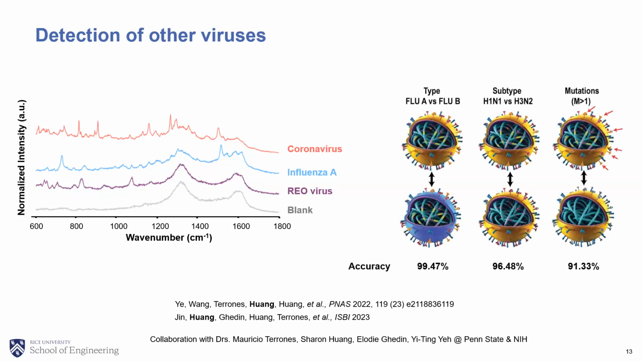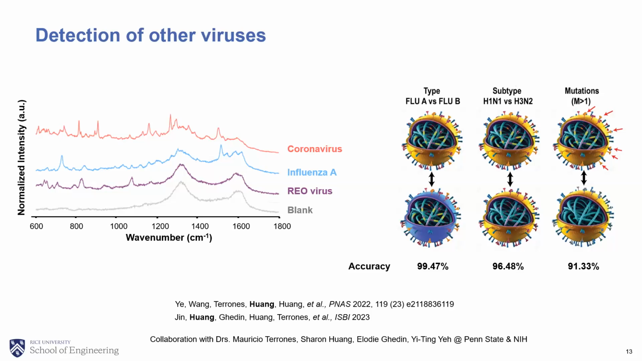For example, if we consider flu A versus flu B, we can achieve accuracy over 99%. If we look at subtypes of flu A, for example, H1N1 and H3N2, the accuracy is over 96%. In addition, if we just look at the point mutation of one particular subtype of flu A, we can still achieve a high accuracy over 90%.